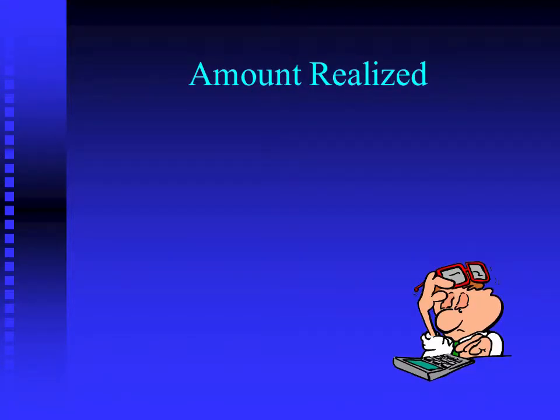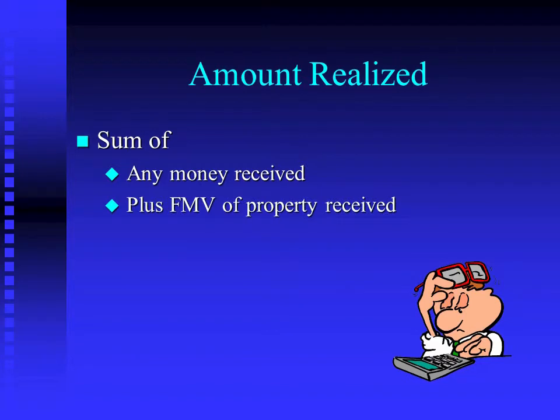So back to amount realized. Remember, amount realized is sales minus selling expenses. And the actual amount net of those selling expenses will be the sum of any money that you get, any fair market value of property that you receive.